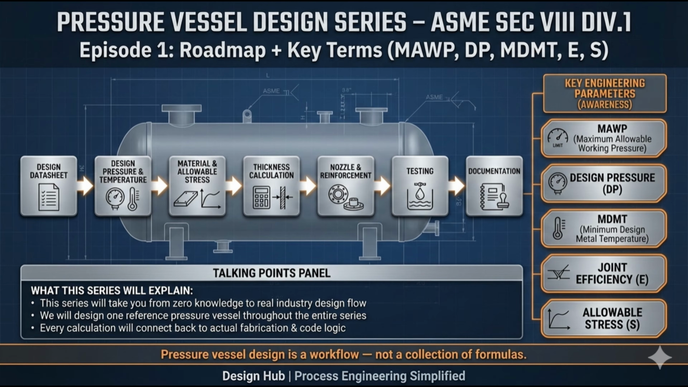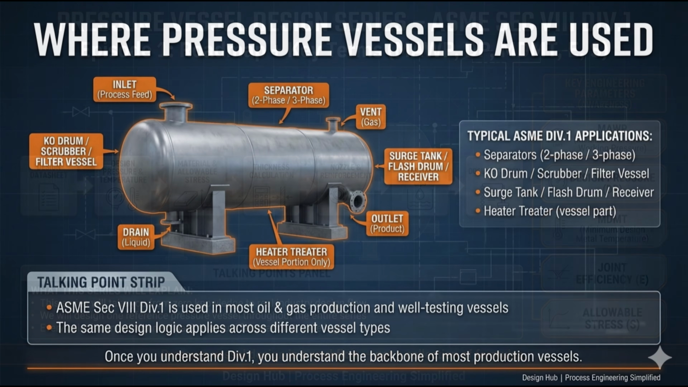In Episode 1, we won't jump into formulas. First, we'll understand the roadmap and the key terms, because if these basics are wrong, your full design becomes wrong. If you work in oil and gas, you're surrounded by pressure vessels: separators, KO drums, scrubbers, filters, receivers. Most of these are designed under ASME Section VIII Division 1. So if you learn this properly, you can handle real projects confidently.